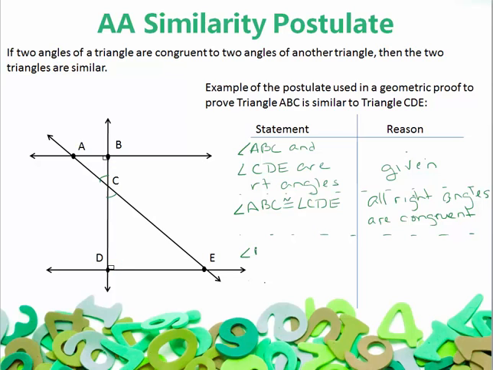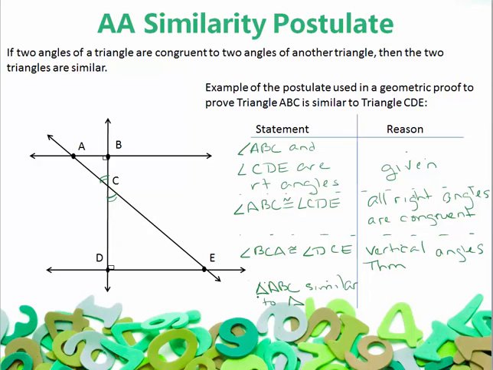Now we're going to look at angle BCA is congruent to angle DCE. Now remember, the middle letter is your vertex. So we're talking about these two angles marked in green. And how do we know? We know this because they're vertical angles, and we learned in the last lecture that the vertical angle theorem said that opposite angles are congruent. So the vertical angles are congruent.